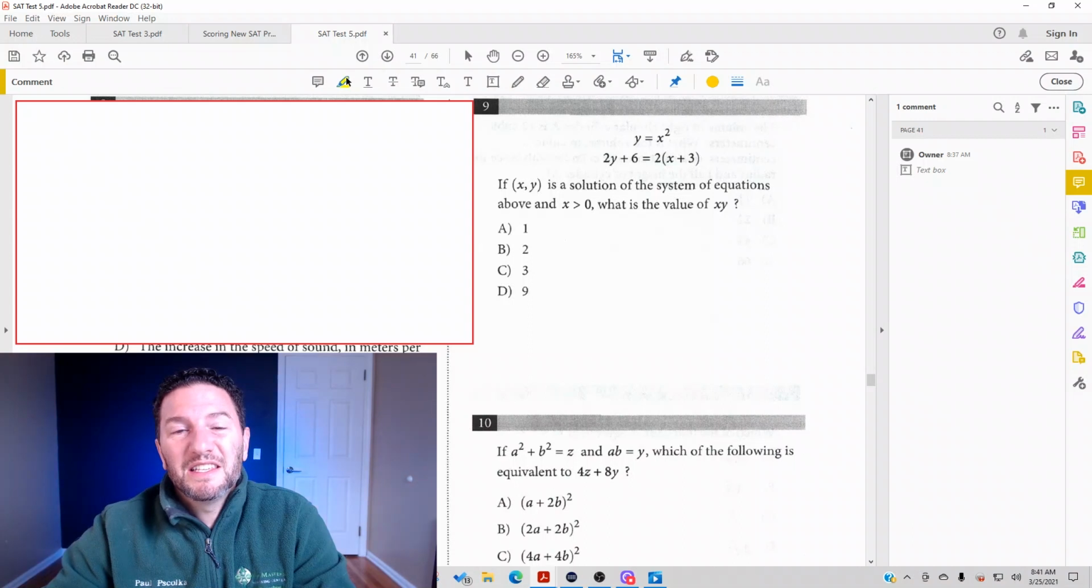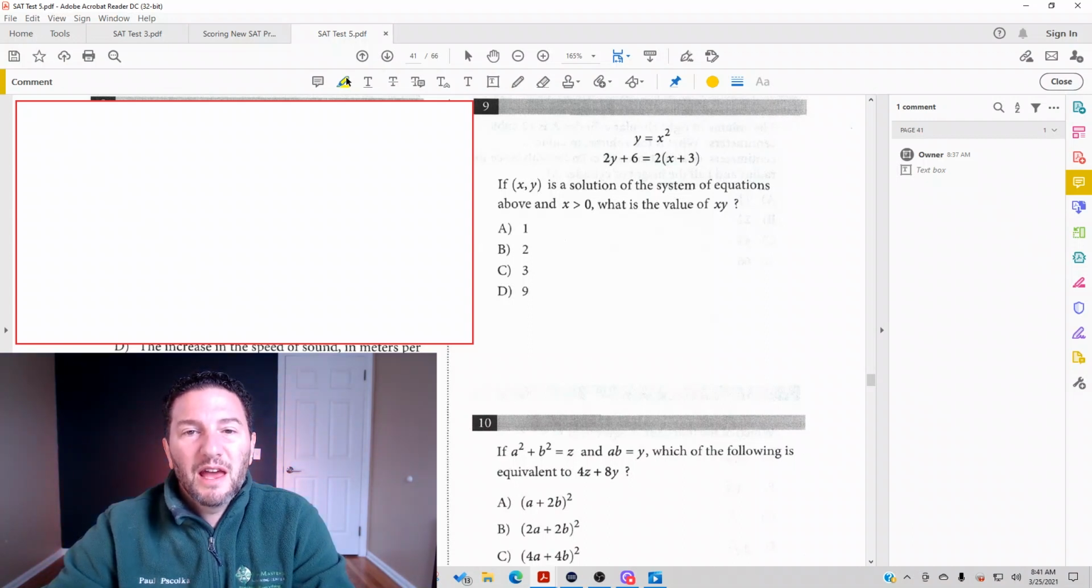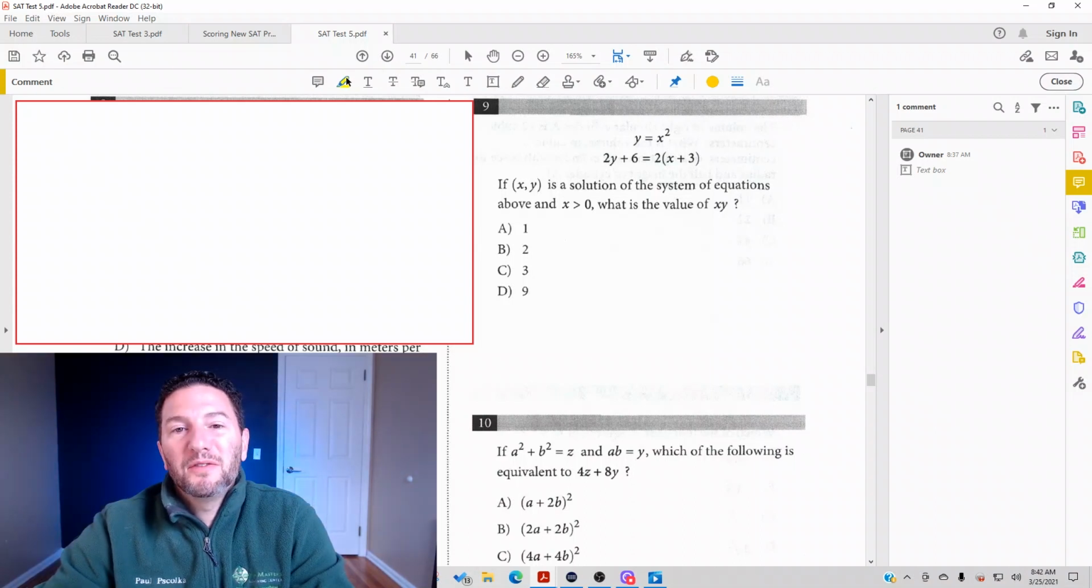Especially on the SAT, what you're going to find is that the people who make it, the College Board, have a way of making a problem look really difficult when it's really not. My name is Paul Pasolka, Ivy Masters Learning Center at ivymasters.com.